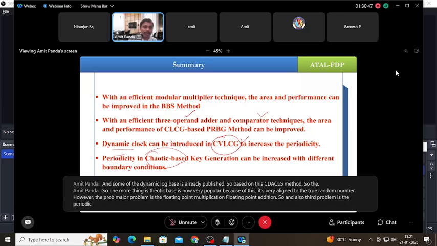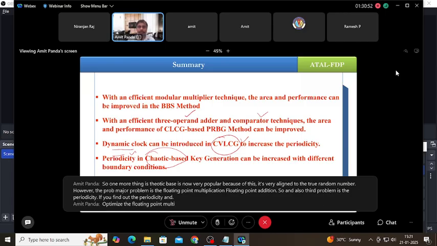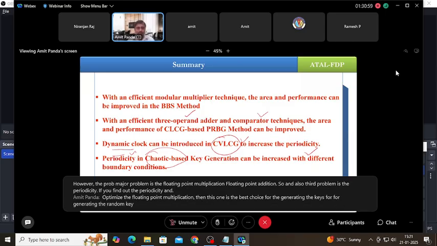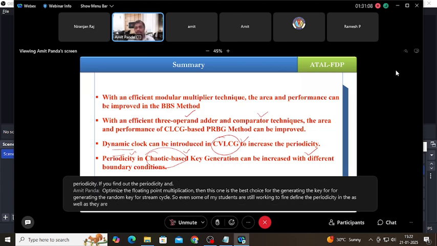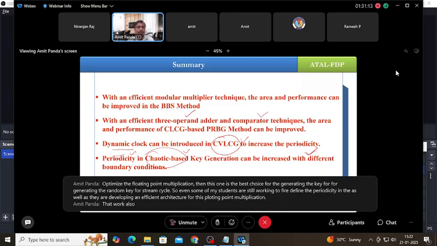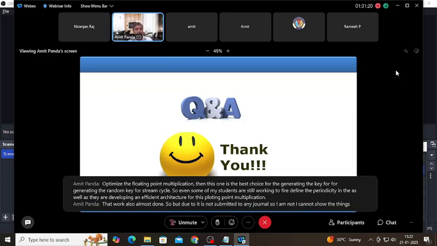If you find out the periodicity and optimize the floating point multiplication, then this one is the best choice for generating the random key for stream cipher. Even some of my students are still working to define the periodicity in the chaotic, as well as developing an efficient architecture for this floating point multiplication. That work also is almost done, but as it is not submitted to any journal, I cannot show the things. So if you have any question, you can ask.